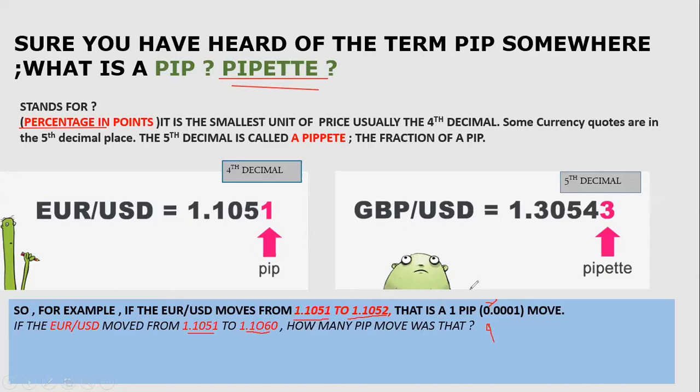I wanted everyone to answer, but it's fine. Empress, are we good at least? So the pip is the fourth decimal place. Fourth decimal place.